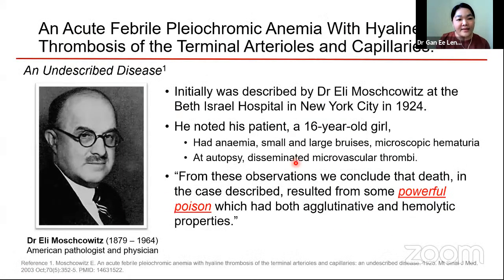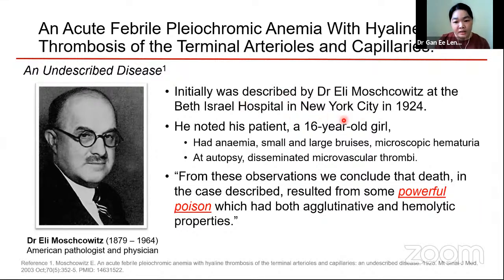Okay, when we talk about TTP, we can't avoid introducing Dr. Eli Moschcowitz, who is an American pathologist and physician. About 100 years ago in 1924, he published a paper called An Acute Febrile Pleochromic Anemia with Hyaline Thrombosis of the Terminal Arterioles and Capillaries, which is an undescribed disease from the very beginning. Okay? So from the title itself, you can roughly guess that this patient has anemia and thrombosis. This is the first TTP case in history which was published.